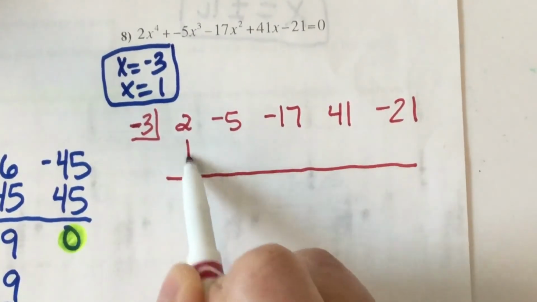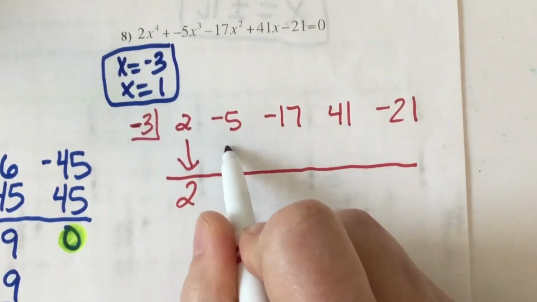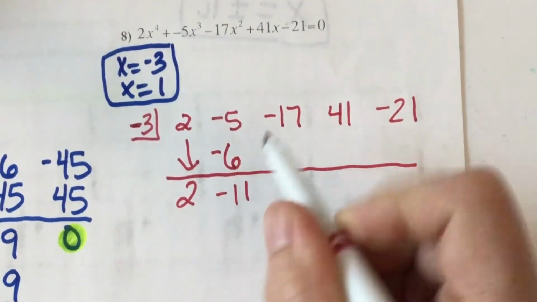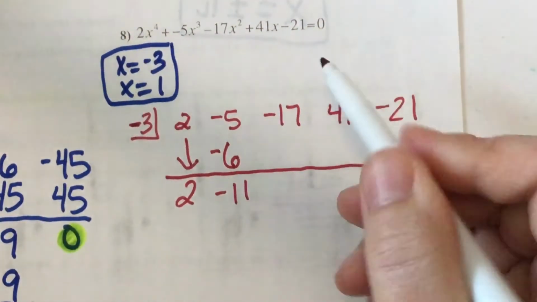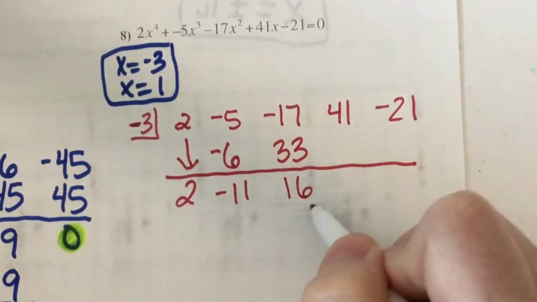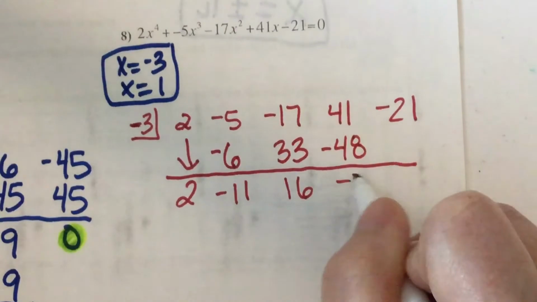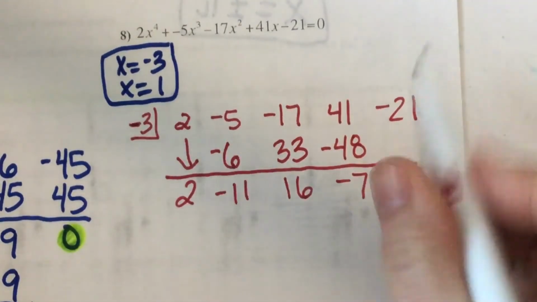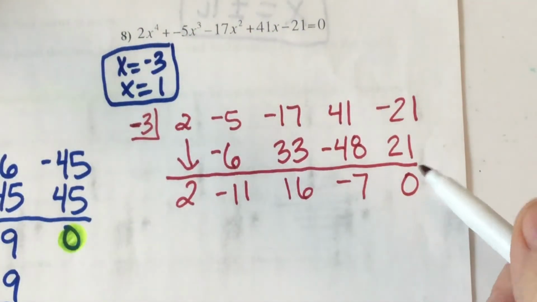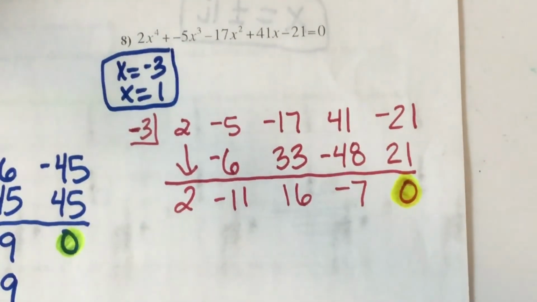All right, so I'm going to bring down the first number, and then multiply. Negative 3 times 2, negative 6. Add them together, and I'm going to get negative 11. Multiply negative 3 and negative 11, I get 33. Add these together, I get 16. Multiply negative 3 and 16, I get negative 48. Add those together, I get negative 7. Multiply negative 3 and negative 7, I get positive 21. Add those together, I get 0, which is what I wanted. So remember, if you don't get a remainder of 0, something's gone wrong. So you just want to try to back up and see if you can find it.